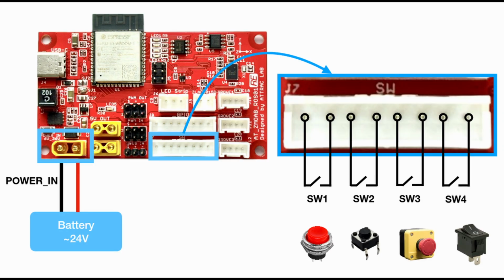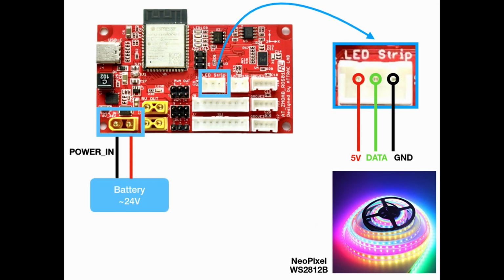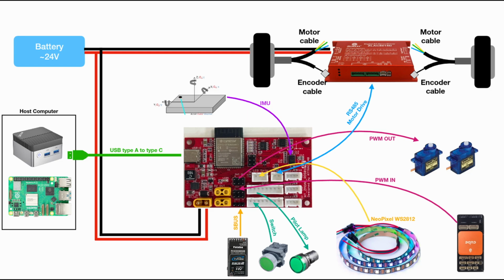If you have a switch and want to get its on/off state, you just plug two wires on the switch port, and it's up to four switches. If you have an LED strip, NeoPixel, WS2812B, you can plug it in and set the LED state to light up as you want. There is a built-in BNO055 IMU, which is the orientation fusion sensor. All of this, you can control, get and set data by ROS topic.